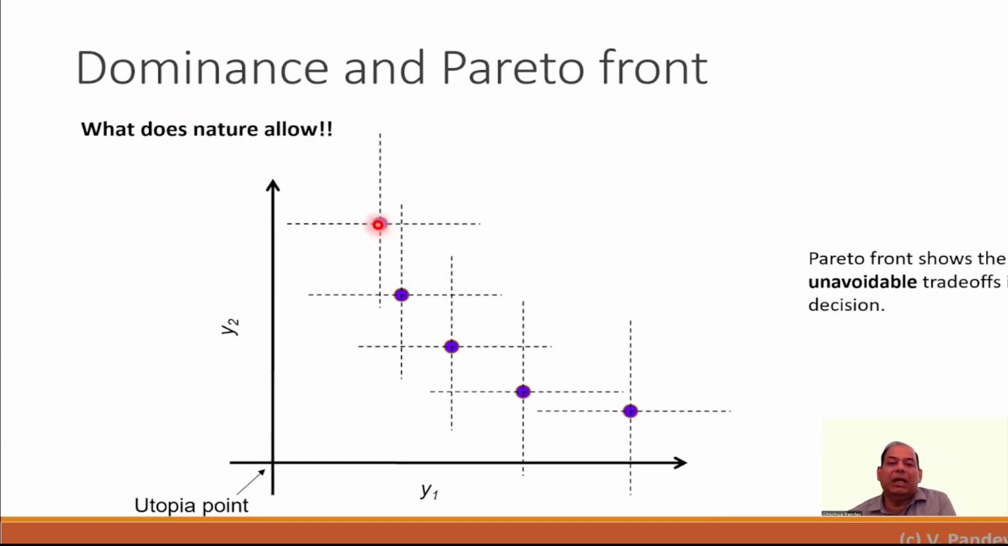beyond that. Nature will allow you to improve y1 by moving left, but you will by definition have to also go up and worsen y2. So if we go from here to here, we are improving y1, but we're worsening y2. We go from here to here, we're worsening y1, we're improving y2, and that's why it's called unavoidable trade-offs.